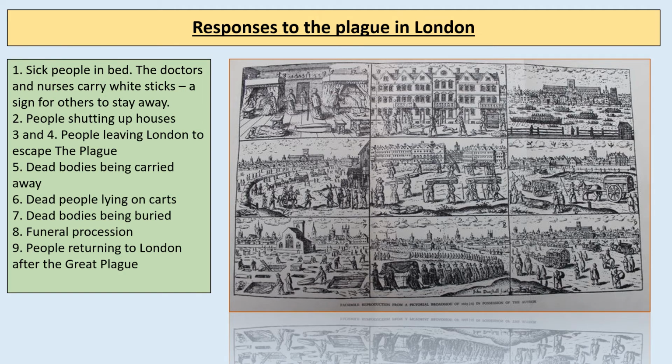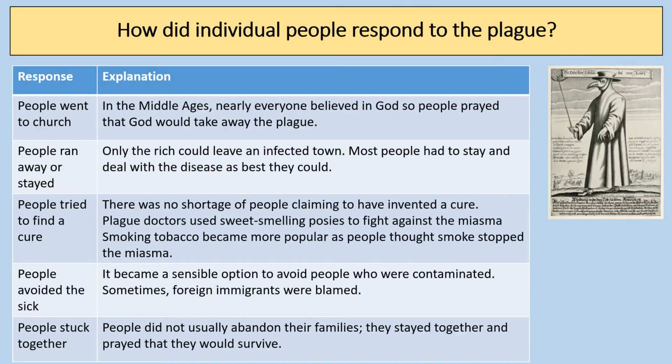In terms of responses to the plague in London, there's a very famous source here from the Great Plague. You can see that sick people were kept in bed. The doctors and nurses carry white sticks, which is a sign for others to stay away. People shutting up houses, people leaving London to escape the plague, dead bodies being carried away, dead people lying on carts, dead bodies being buried, funeral processions, and then the picture shows people returning to London after the Great Plague. But lots of measures there which would have helped the response to the plague.